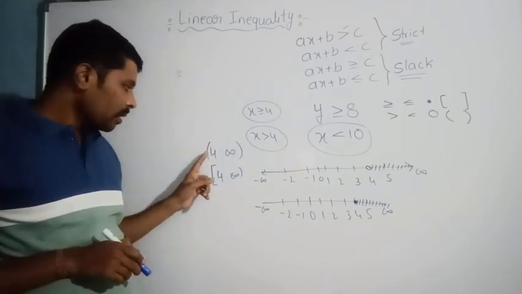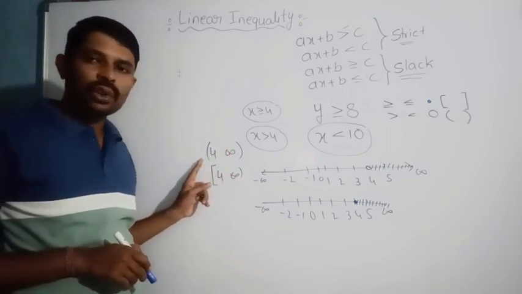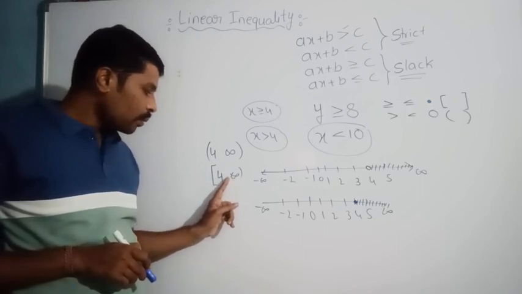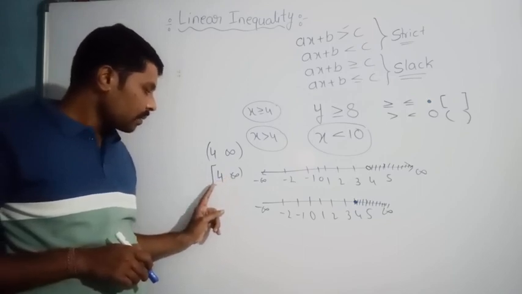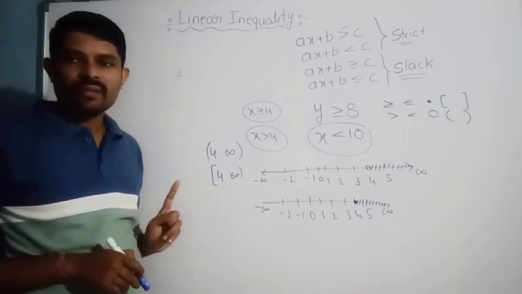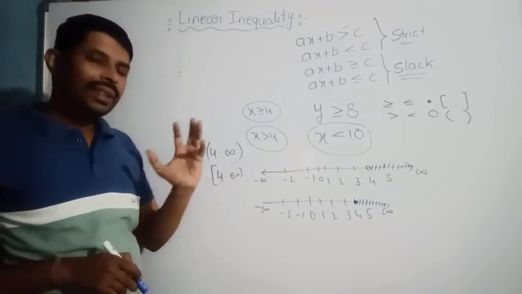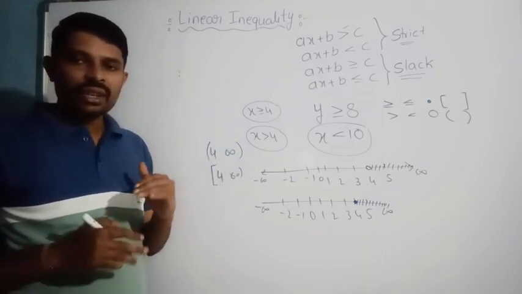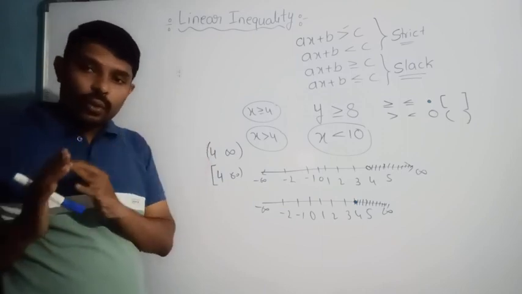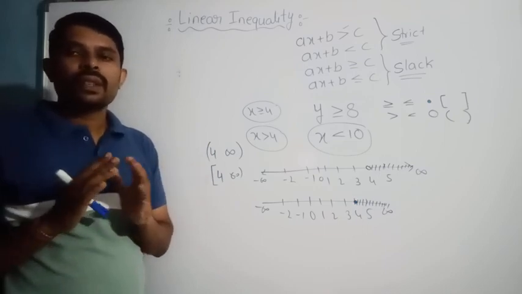Open bracket means all the values between 4 to 8, but 4 is not included. Closed bracket means all the values between 4 to infinity, but 4 is included. Is it clear? While solving the examples, you will get a clear idea. Now try to understand the difference between greater than or equals to and less than or equal to.